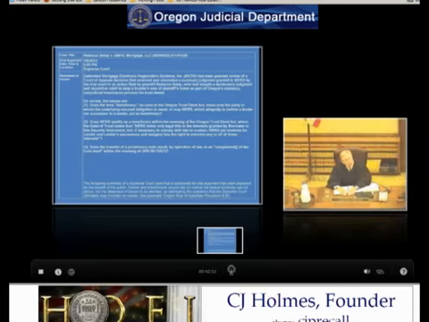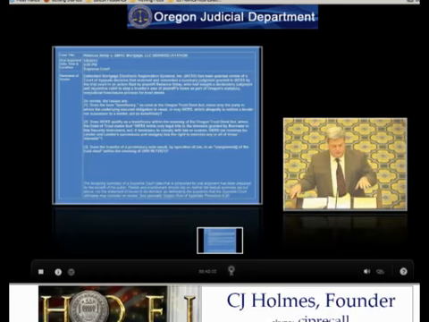So help me understand why the system that MERS has in place isn't adequate to protect the borrower's interest and the trustee's interest. I want to understand the public policy reasons that they require something more than they're doing. Well, Justice Kistler, that presumes that your conception of what MERS does and my conception are the same. I'm not so sure that they are.